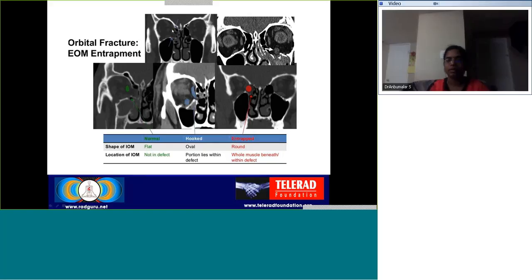This is an example of the medial wall of the orbit fracture. There is a partial entrapment of the medial rectus. If the muscle appears rounded, then it indicates the whole muscle is entrapped within the defect. This is a case of the inferior rectus muscle entrapment in the blowout fracture.